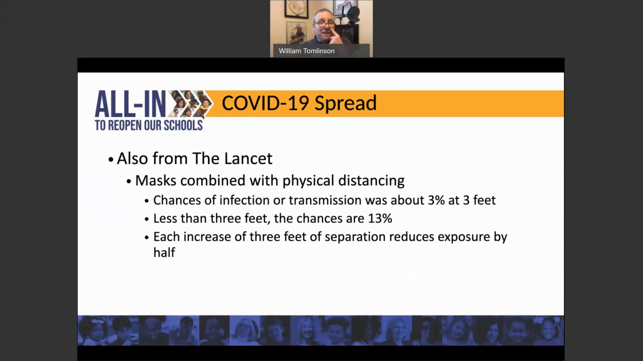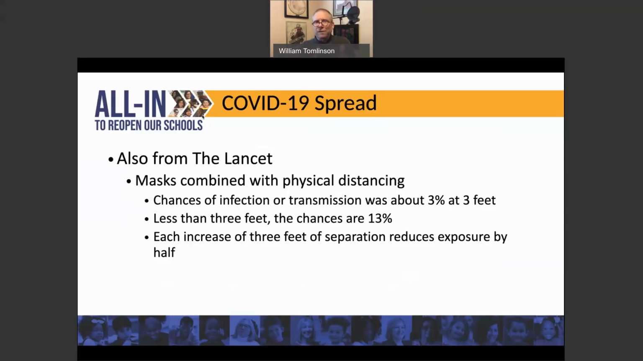Now, also in that study, when they looked at distancing, combined with masking, at 3 feet, not 6 feet, they found when wearing a mask within 3 feet, the chance of transmission was about 3%. Now, inside 3 feet, that went up to 13%.